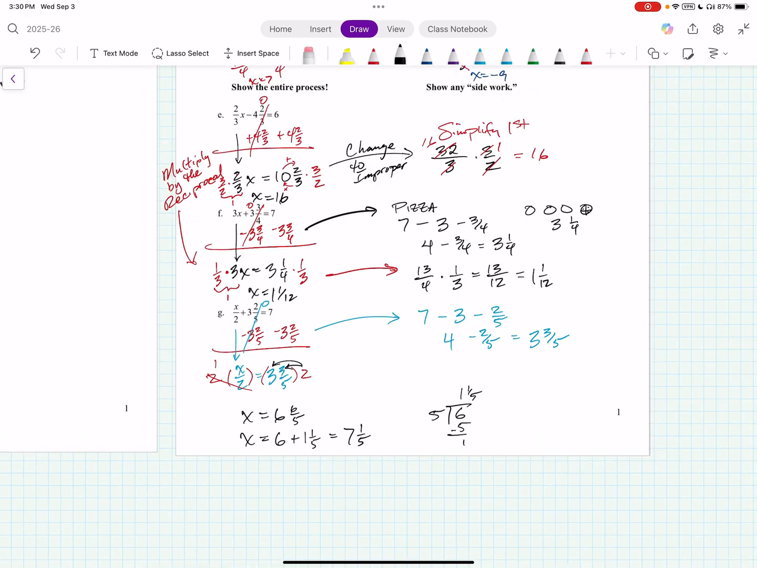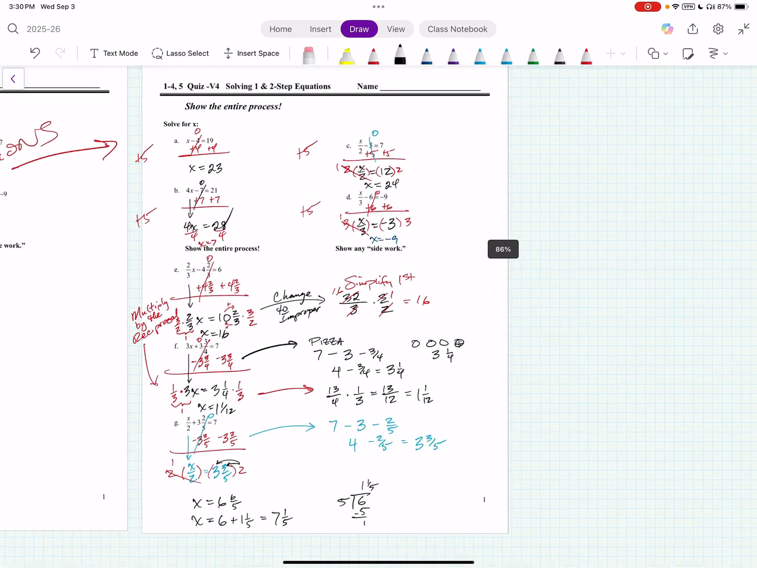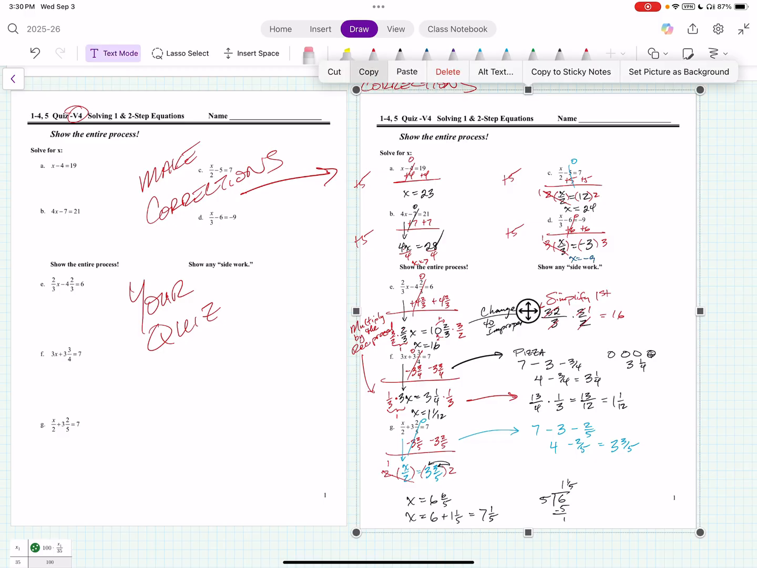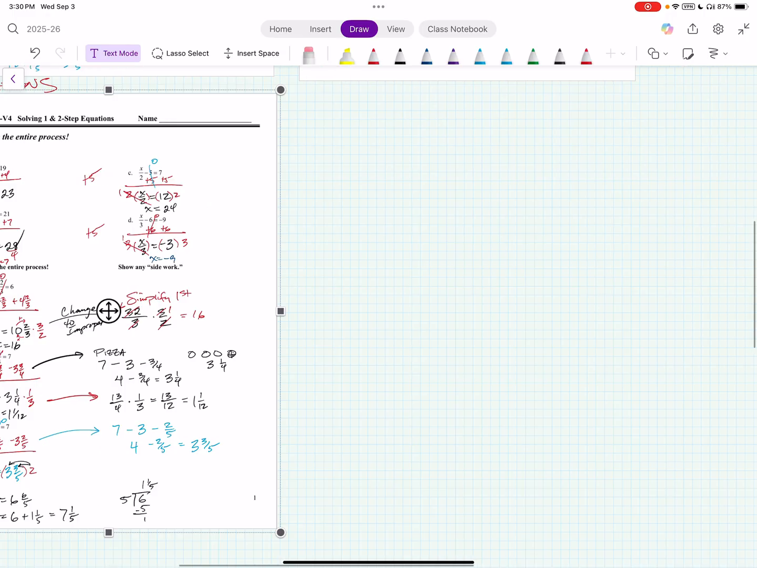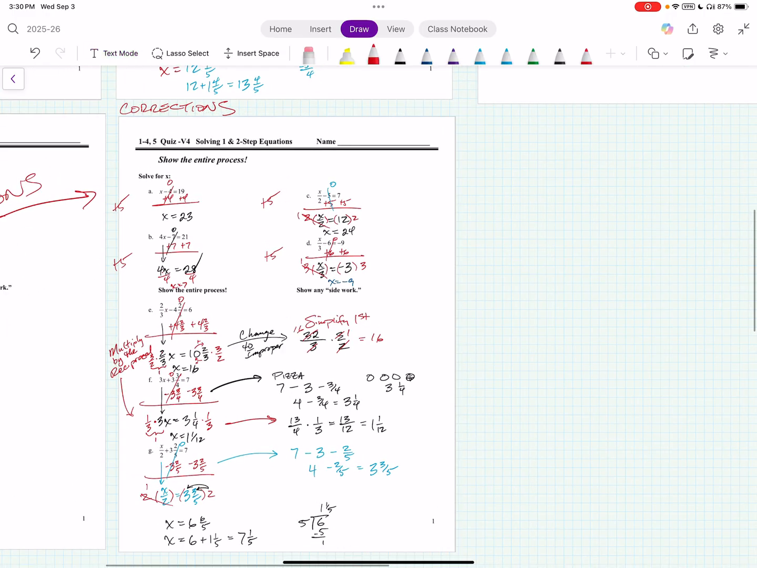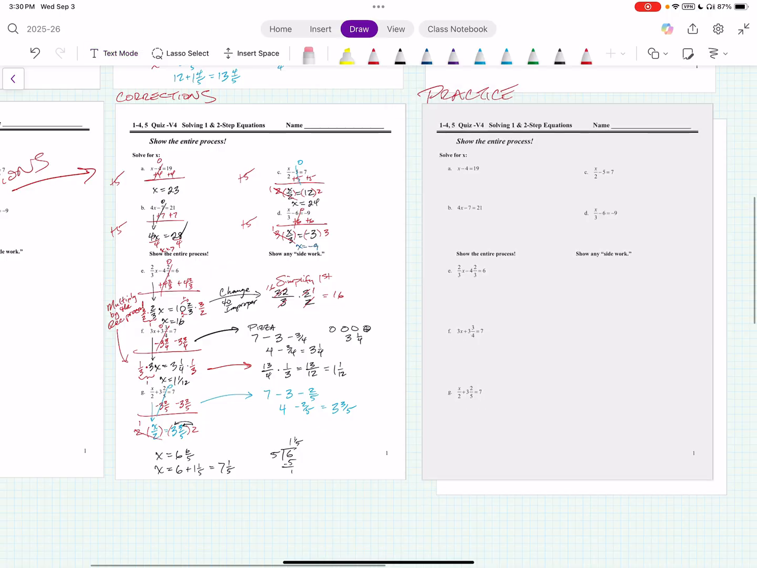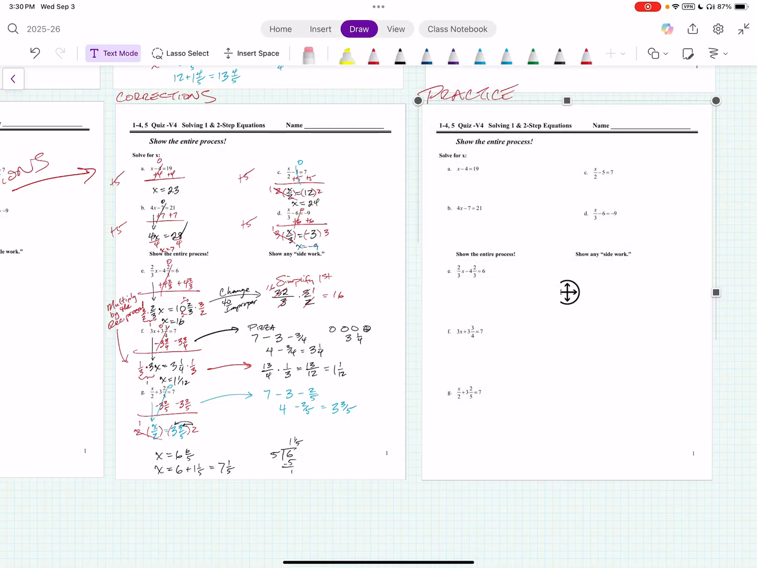And so now what you want to do is practice. It's one thing looking at me and watching me and taking notes. That's easy. Anybody can do that. It's another thing doing it on your own. So click on text mode, click on your document, copy it, and then go over to the side and write down practice. Click on text mode again, press and hold with your finger on your iPad and paste it on the right. And now you have another copy of your quiz that you could use to practice.